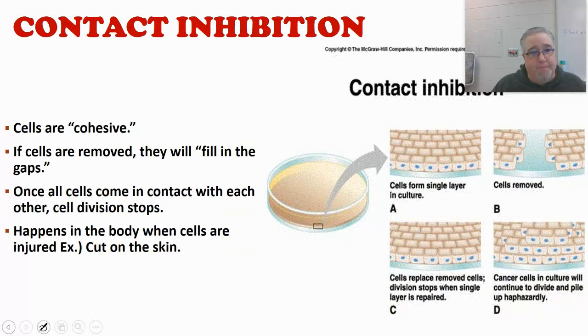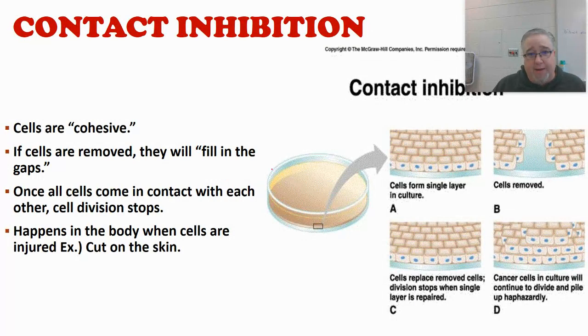Now, the other thing that could limit growth or can inhibit growth is something called contact inhibition. Contact inhibition is this idea that cells have a cohesiveness to them. Cohesive, you might remember that term from previous lectures. It means that they stick together. So let's take a look at this picture here on the right.